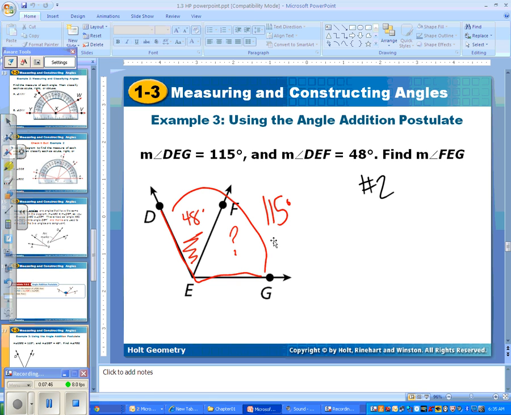Well, are we going to add or are we going to subtract? Well, of course, we're going to subtract. So then the answer is going to be that it equals 67 degrees. Boom, done. For number 2, that's the answer.